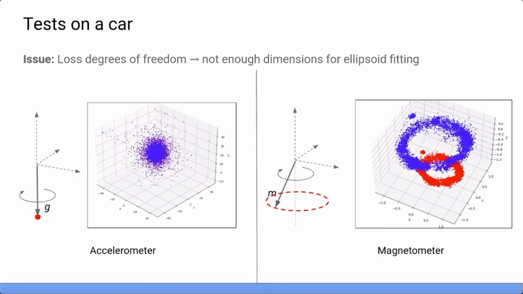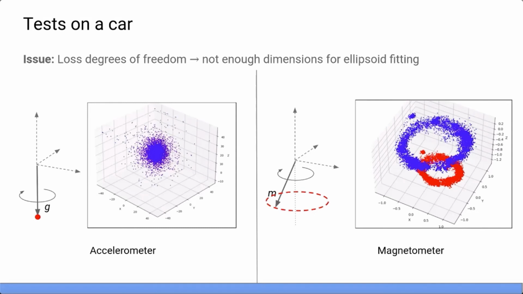Over here again, the yaw would give us the endpoints of the magnetometer vector lying on a circle, but it would still not give us an ellipsoid. So because we do not have enough dimensions for ellipsoid fitting, we aren't able to calculate the calibration parameters on the fly on a vehicle like a car.